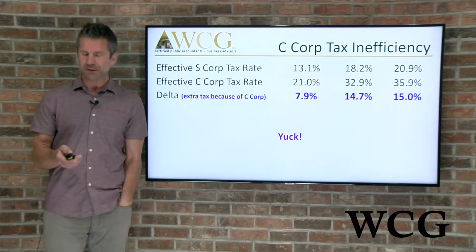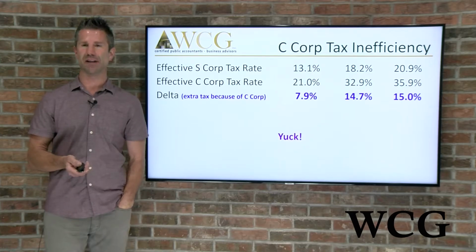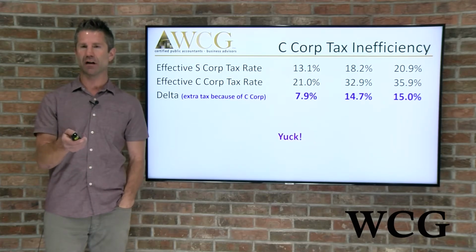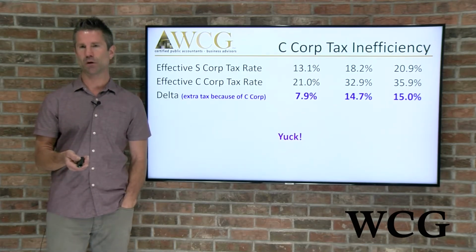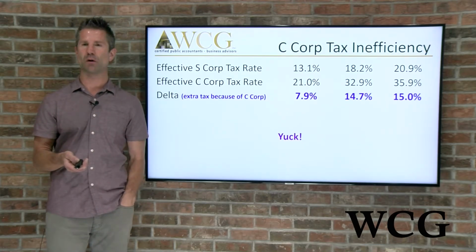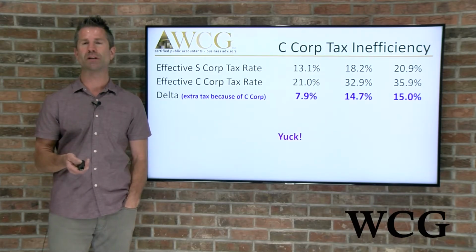So this is a table that summarizes this. At the $100,000 column, we have a 13.1%, if you will, effective S Corp tax rate. And at a C Corp, we have 21%. That's a delta difference of 7.9%.